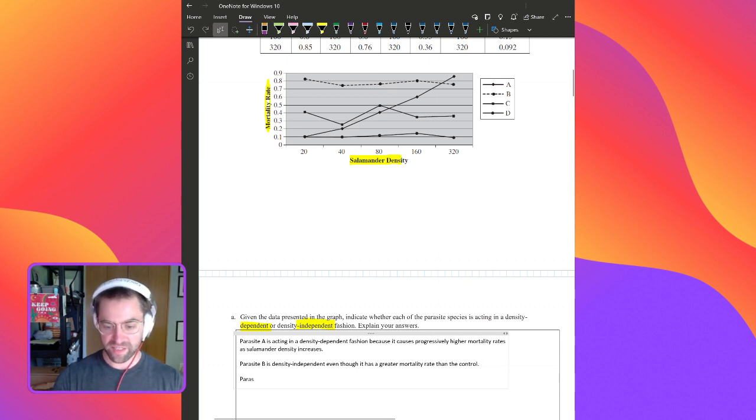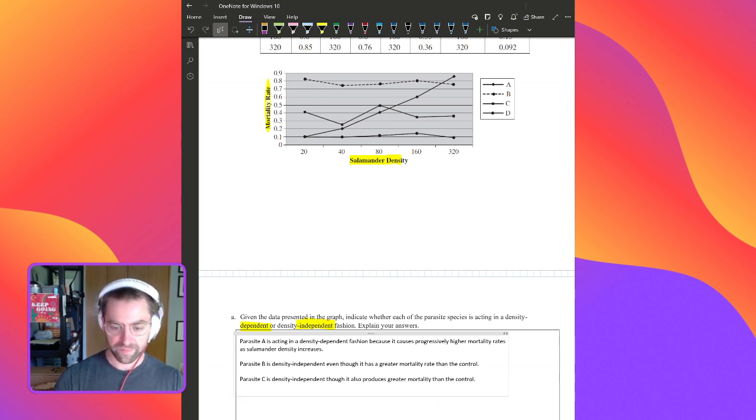All right, so parasite C. This is our last one besides the control. So parasite C then is this one with squares, and it looks like we have a little dip, and then it rises again, and it gets back to its normal at the lower density. So this one also appears to be density independent to my eye. Yeah, it is density independent, though it also produces greater mortality than the control. And then line D, excuse me, is the control.